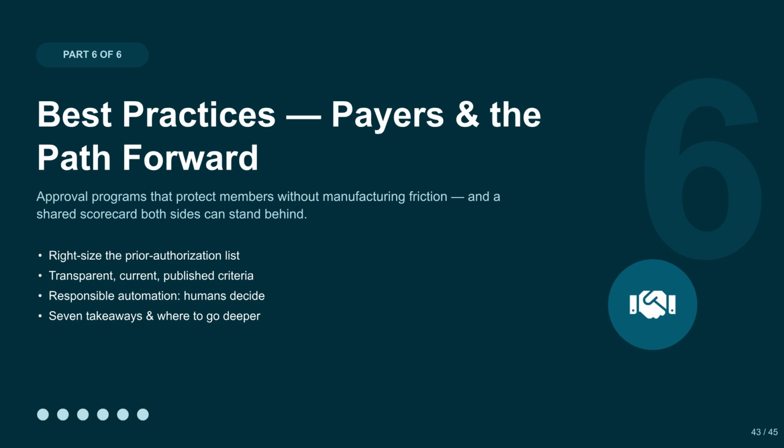Part 6 addresses payer best practices and our path forward. Effective utilization management is a necessary stewardship function. The goal is to protect members without creating needless administrative friction. We will now outline how payers can right-size their review programs, improve transparency, and use automation responsibly.